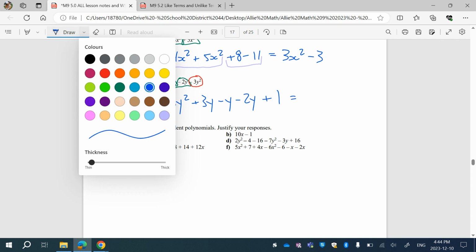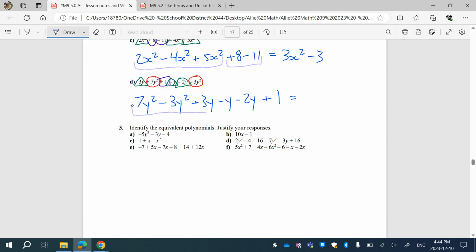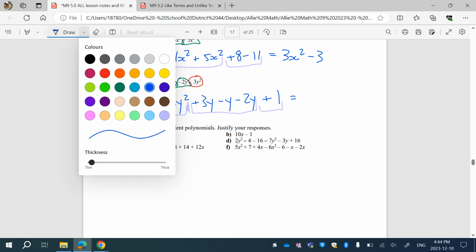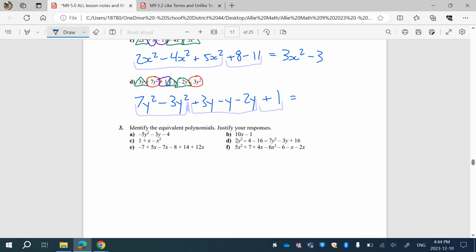Okay, now we're going to look at these like terms. Oops, I went a bit too far. Those like terms, and this set of like terms, and this one is the constant at the end. So we have 7y squared subtract 3y squared. So that's going to leave us with 4y squared. 3y subtract 1y subtract 2y, well, that's just going to be 0. So there's going to be no y's left. And let's not forget our constant, the 1 left over. So that's our answer for that one, 4y squared plus 1.